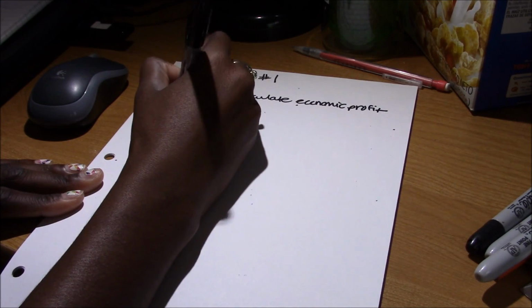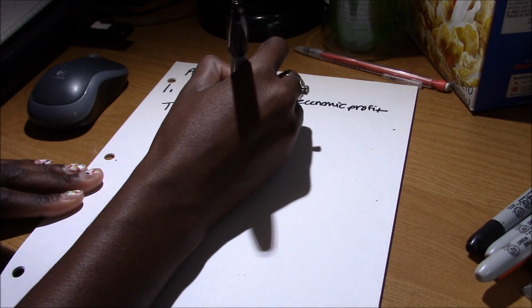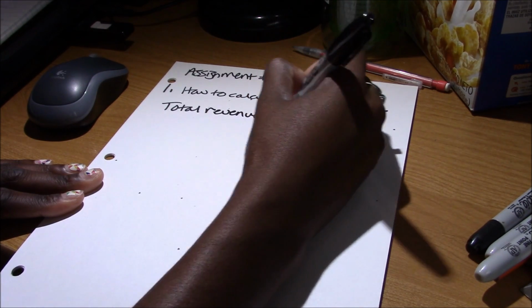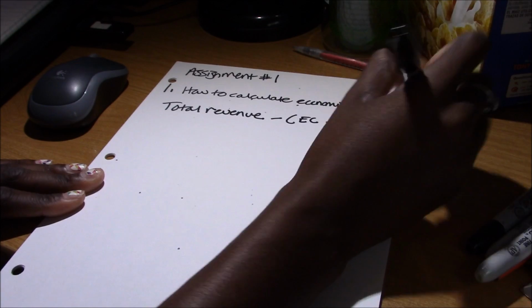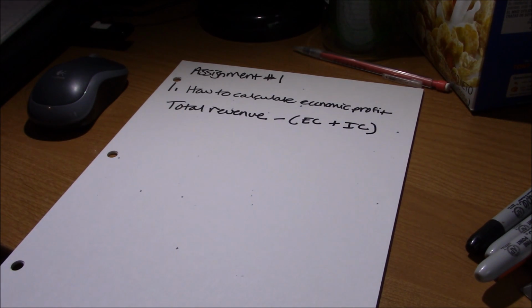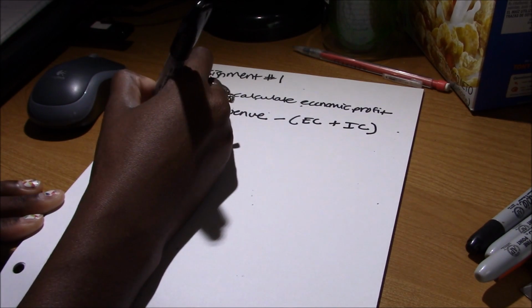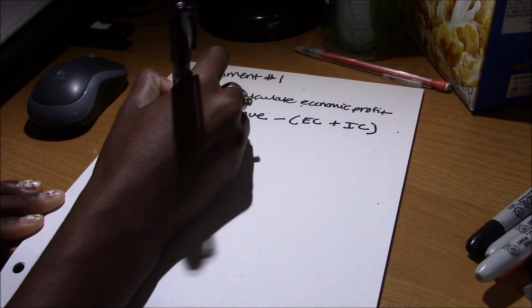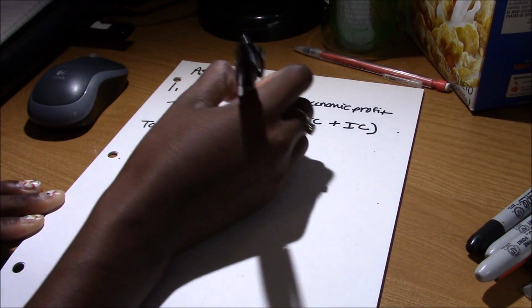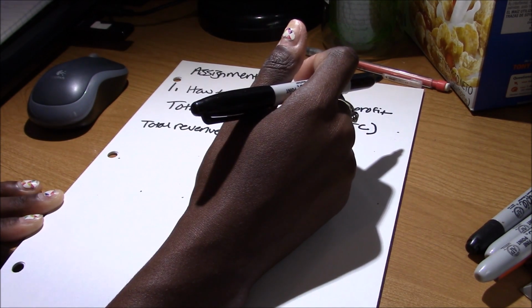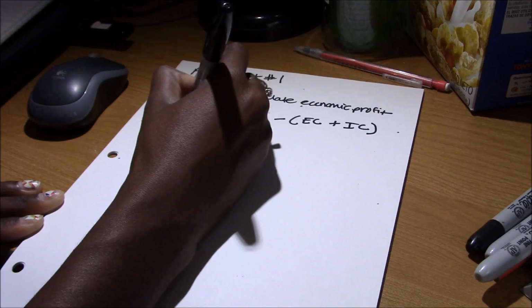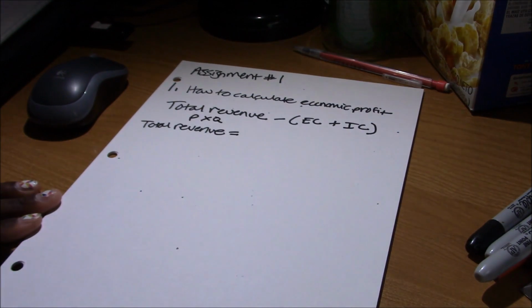this is pretty easy. It's total revenue minus explicit costs plus implicit costs. All right, so the total revenue would be total revenue is, it looks like she's doing production for 30 days per month. So price times quantity, remember, is how you calculate total revenue, okay?